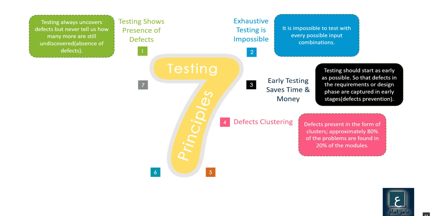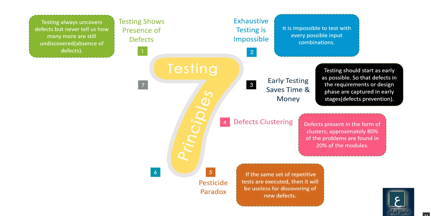So principle number 5 is pesticide paradox, which means if we execute the same repeated tests again and again, it will always discover the same type of defects and never discover new defects. So it is necessary to update your test cases on a regular basis.